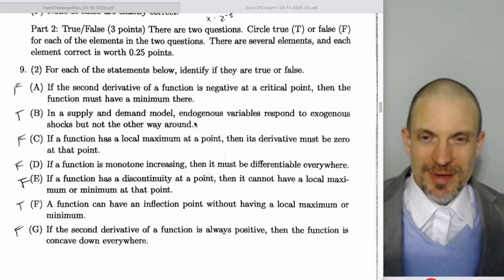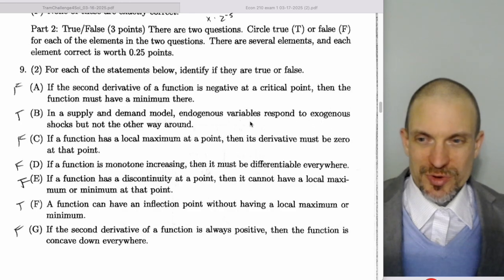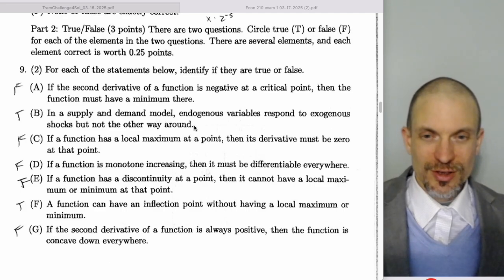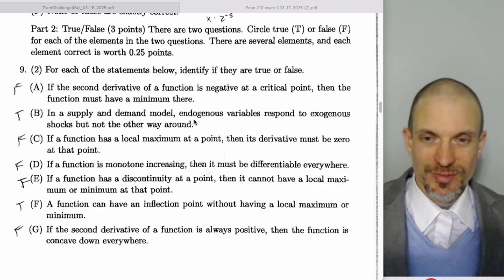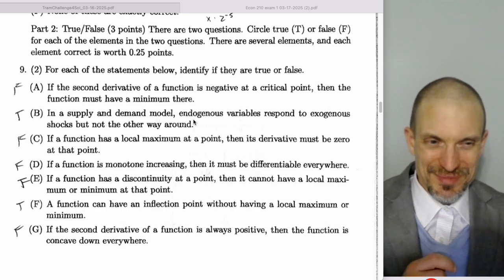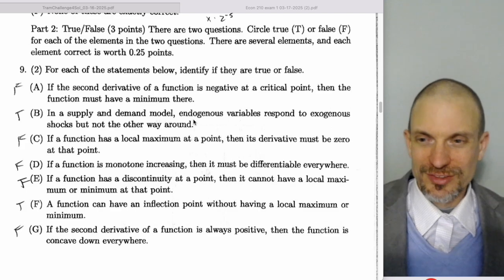In a supply and demand model, endogenous variables respond to exogenous shocks, but not the other way around. Yeah, that's right. So our endogenous variables are like price and quantity. Our exogenous shocks are like prices of related goods, changes in income, stuff like that. So those things affect the equilibrium price and quantity. The price and quantity doesn't affect the other things.